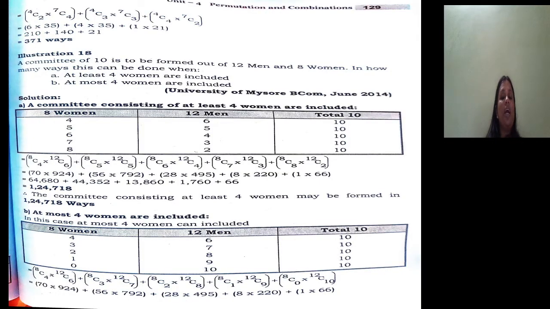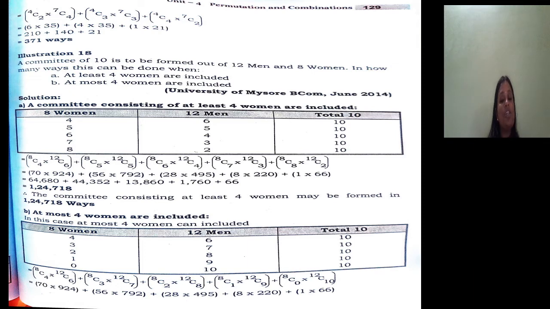Next one: a committee of 10 is to be formed out of 12 men and 8 women. In how many ways can this be done when at least 4 women are included? At least 4. There are 8 women. If you take 4, of the 10 selected, 6 must be from men. If you take 5, 5 must be from men. If you take 6 women, then 4 must be men. If you take 7, 3 must be men. If you take 8, 2 must be men.